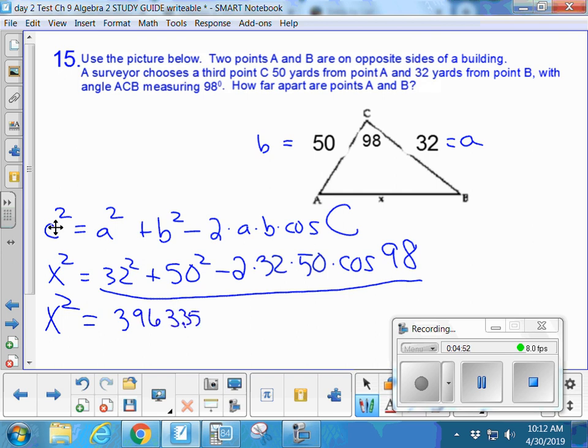Did you guys get 3969.35? And then I just square root this previous answer, and then I got 63. So let me know if that matches what you got. And it's in yards. That's a distance in yards. You did get that? Okay, good.